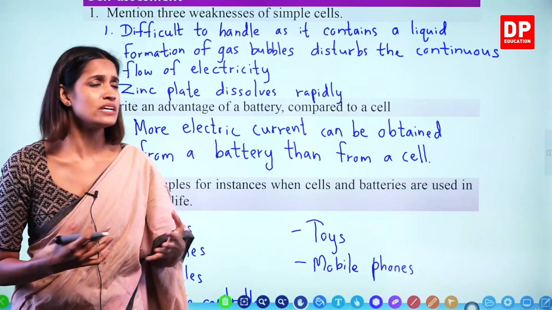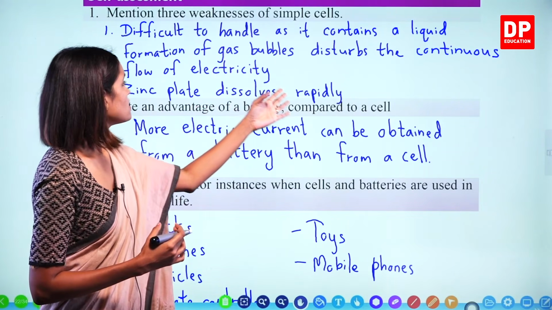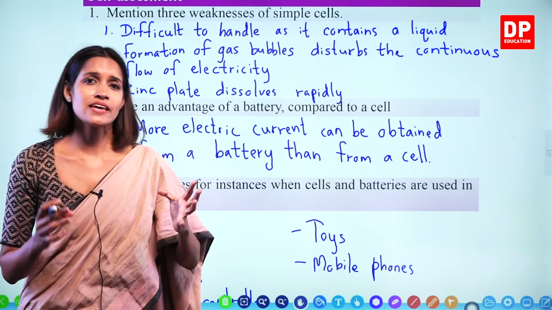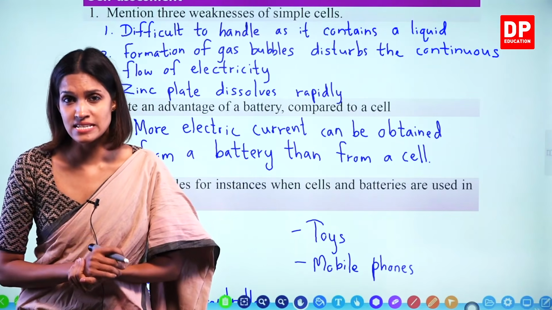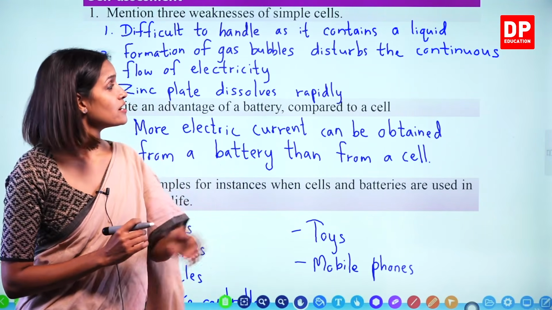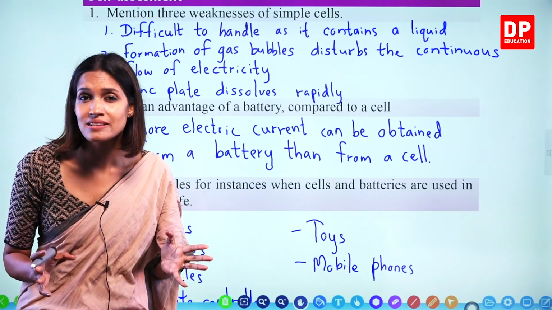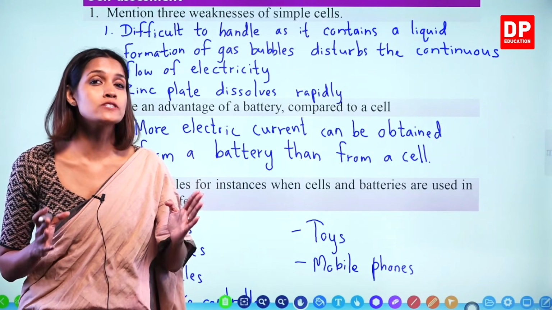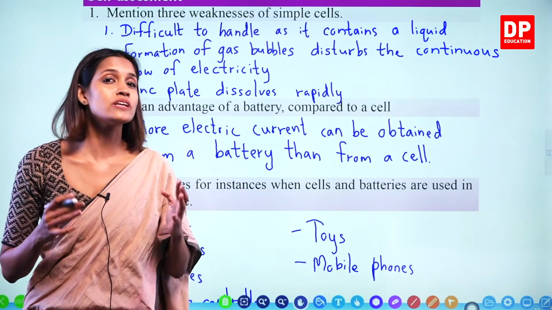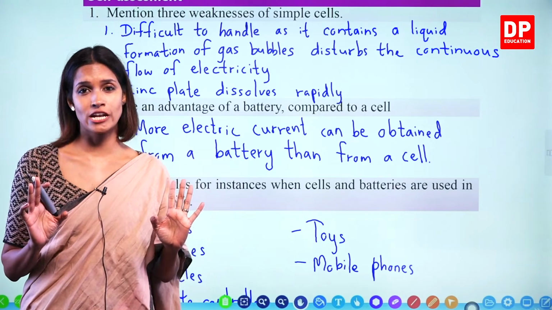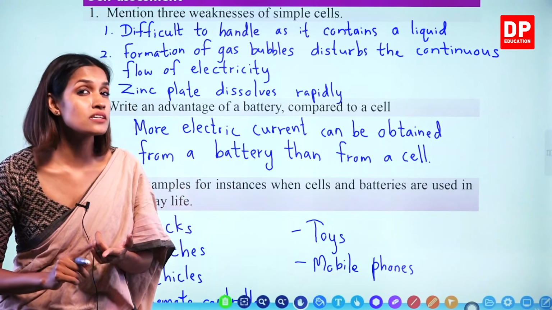It's not portable. Just think about a dry cell. Dry cells can be taken here and there very easily. That is because it doesn't have a liquid like in a simple cell. But in simple cells, there is a liquid, dilute sulfuric acid. Therefore, it's very difficult to handle, not easy to handle. Right? What is the second weakness?